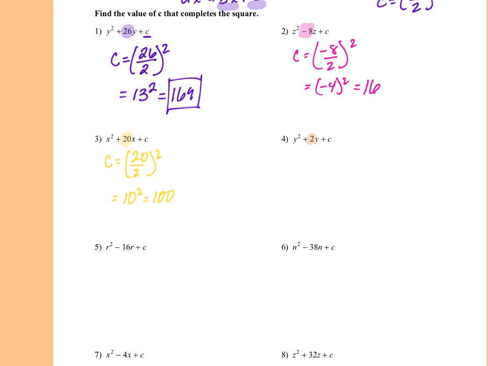Oh, Jonathan. Okay, so I'm going to take C. C is going to equal 2 divided by 2 squared. So what's 2 divided by 2? Yes, Alex. Good.